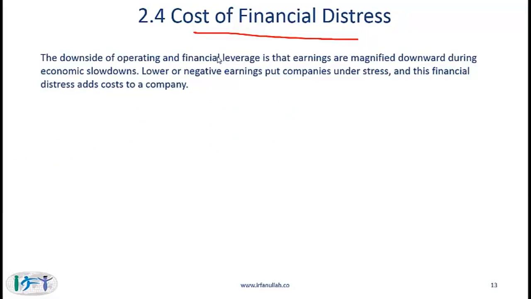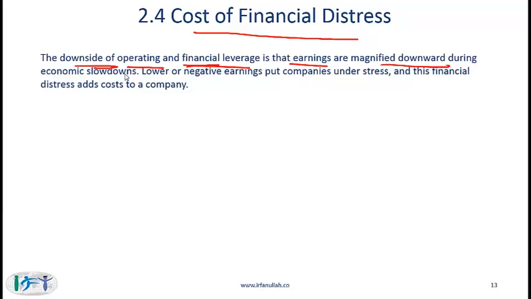Section 2.4, the cost of financial distress. So now we are extending our discussion and recognizing the fact that there is a cost of financial distress. The downside of operating and financial leverage, if you recall from level 1, high operating leverage means that you have high fixed costs, lot of capital. Financial leverage means that you have taken on high debt. So what is the downside of high leverage? It is that earnings are magnified downward during economic slowdown.